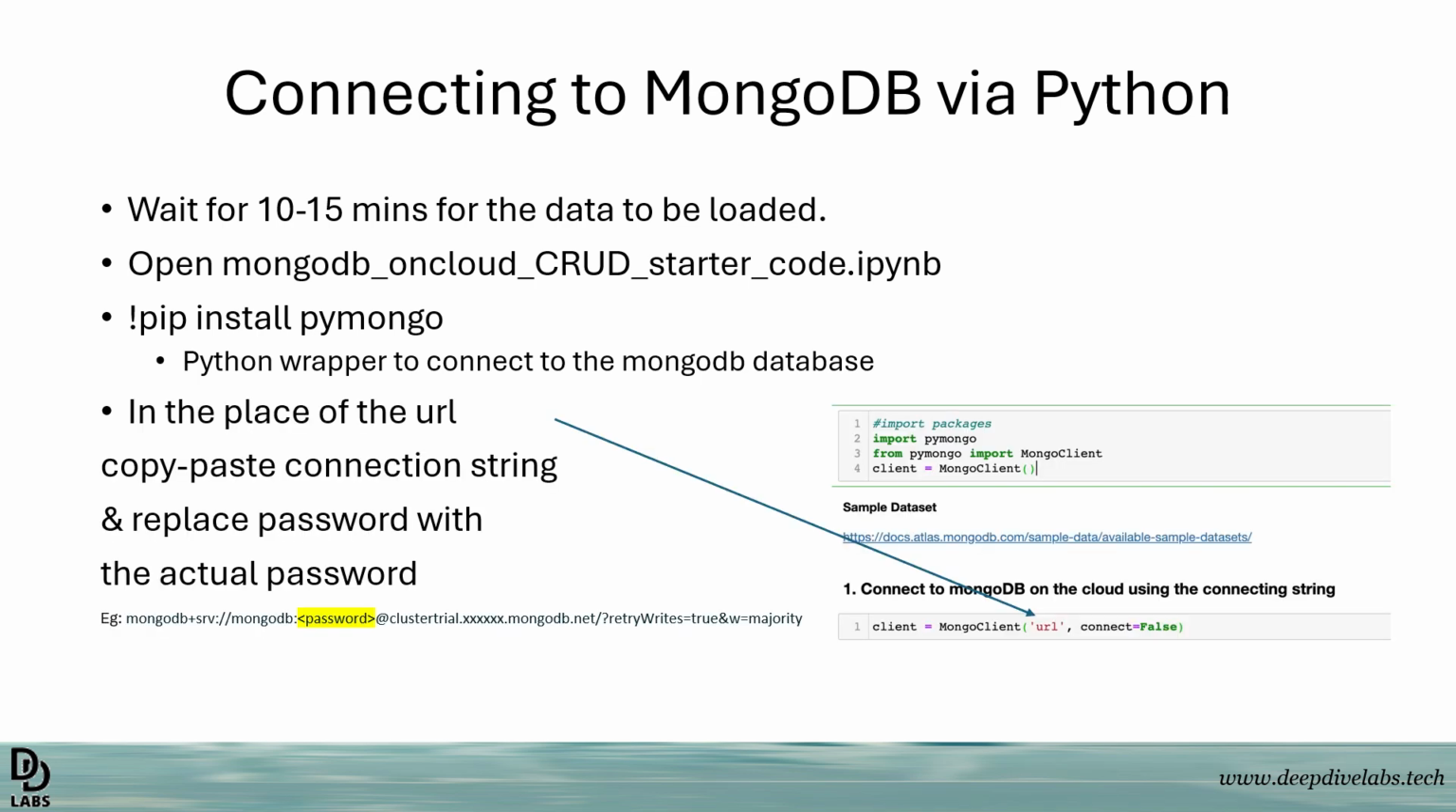In your code, we are importing pymongo and then importing MongoClient. You can go and look at what all the sample data sets are that got loaded. In the place of the URL, you will essentially have to copy-paste the connection string that you got from the Mongo cloud, and then replace the password within brackets. Don't put the brackets; replace the entire string with the actual password. You should then be able to connect to it.